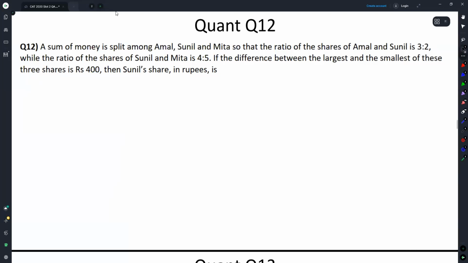The sum of money is split between Amal, Sunil, and Mita, so that the ratio of Amal and Sunil is 3:2, while the ratio of shares of Sunil and Mita is 4:5. So Amal, Sunil, Mita is 645. The difference between the largest and the smallest of these three shares is 400. This is 400, so 2 units is 400. Then Sunil's share in rupees is 4 units, which is 800.